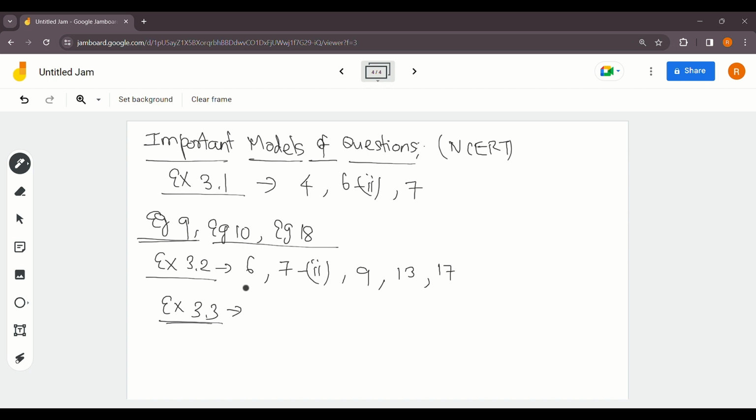In exercise 3.3, you can practice the fifth sum, sixth, and then 8th, and then 10th. Under 10th, you can practice the first two sums. With this, the matrices chapter is over. These are all the important topics.